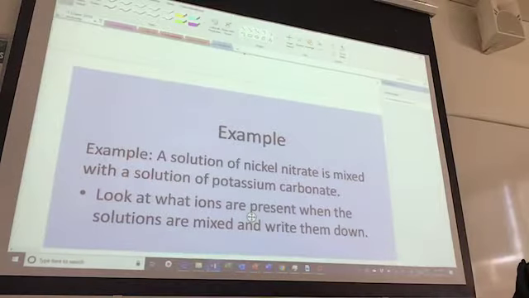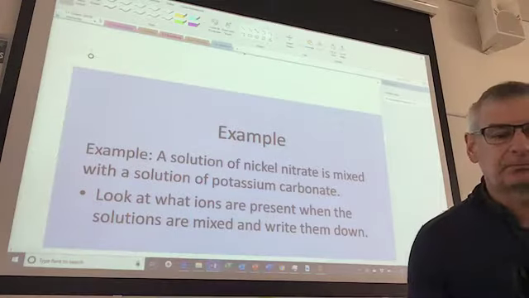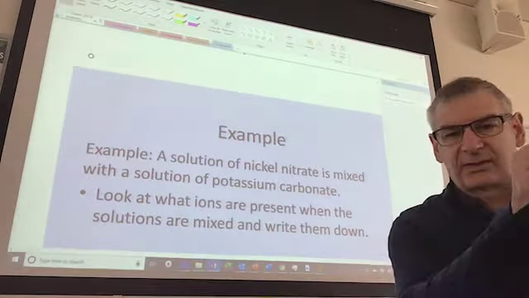So here is an example for you to look at. We're mixing a solution of nickel nitrate with a solution of potassium carbonate. Are we going to get a precipitate? So you will need your data sheet in order to answer that question.